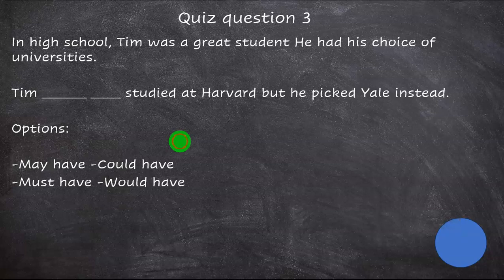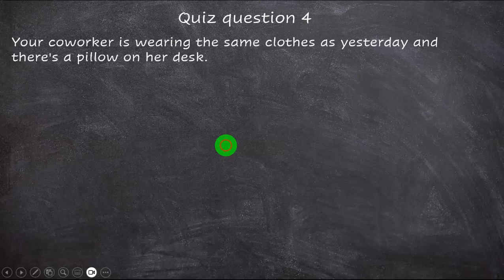All right, what is the answer? Tim could have studied at Harvard, but he picked Yale instead, right? He had the choice. Okay, there was a 70% chance he had the choice, but he chose to do something else.